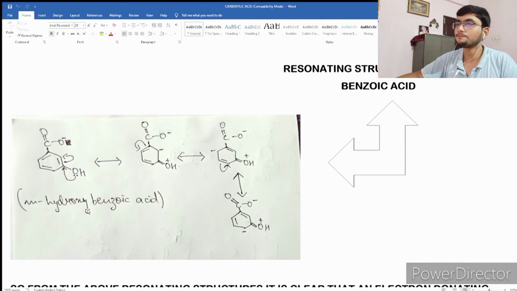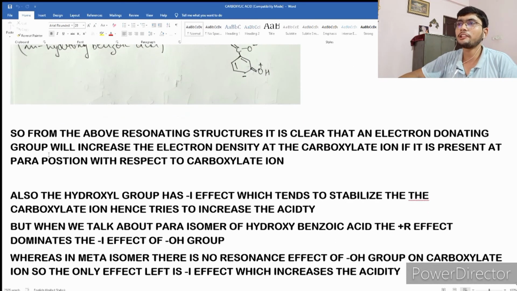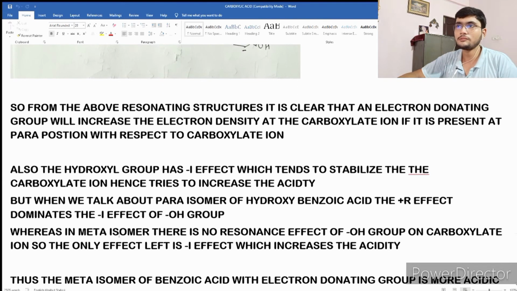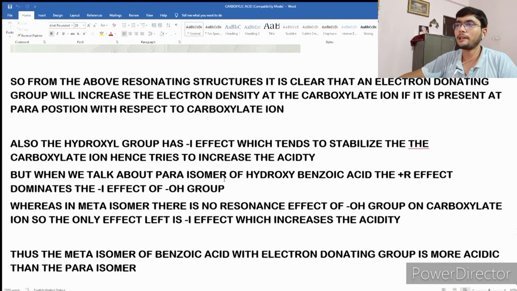That's what I have written here also: the hydroxyl group has a minus I effect which tends to stabilize the carboxylate ion, hence tries to increase the acidity. But when we talk about the para isomer of hydroxybenzoic acid, the plus R effect dominates the minus I effect. This I have told you.